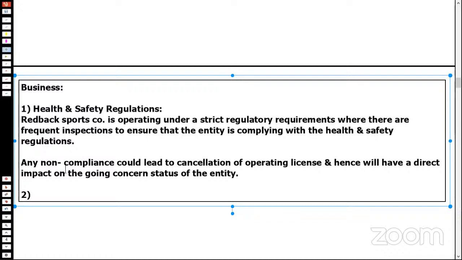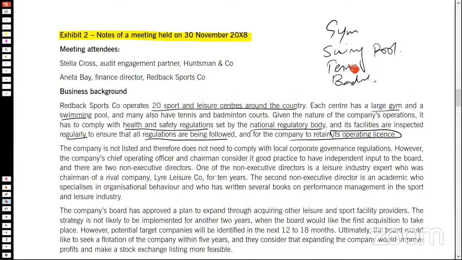Now, let's move a bit forward. The next part is that the company is not listed and therefore does not need to comply with local corporate governance regulations. Okay, so you are not listed. The code of corporate governance is not applicable on you. However, the company's chief operating officer and the chairman consider it good practice to have independent input to the board. Okay, so they have got a good practice to have independent input to the board.